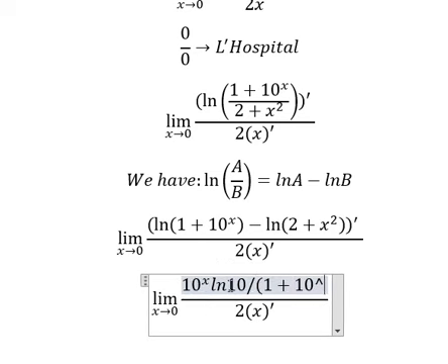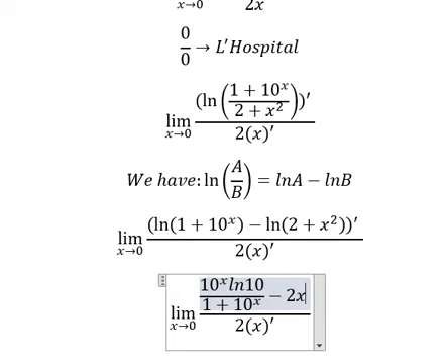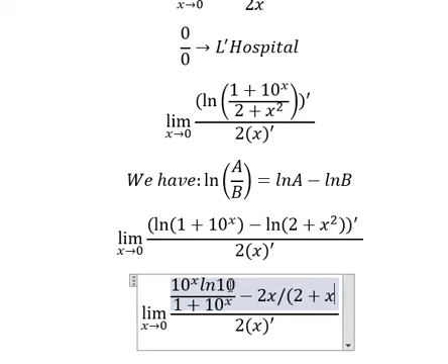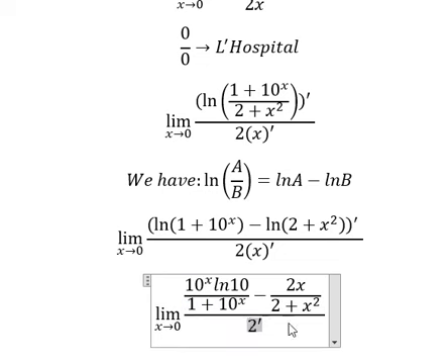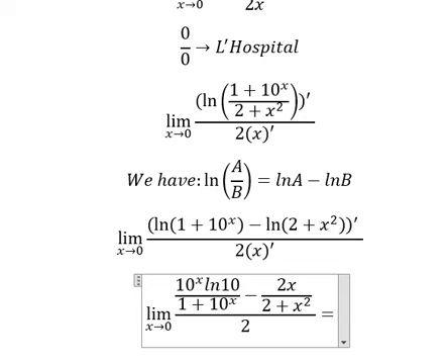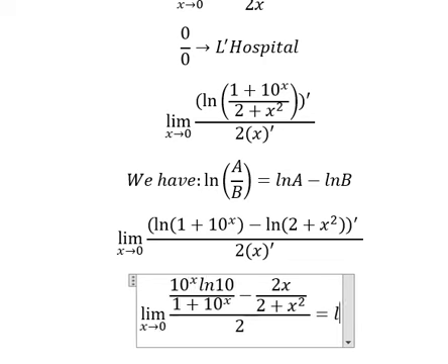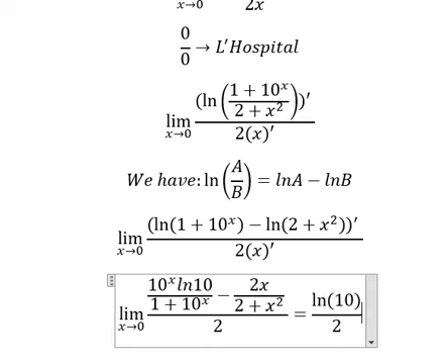The next one we have 2s over 2 plus s squared. This one we have 1. And now we put 0 in here, here, here, here, and we have the final answer. So we have ln 10 over 2.